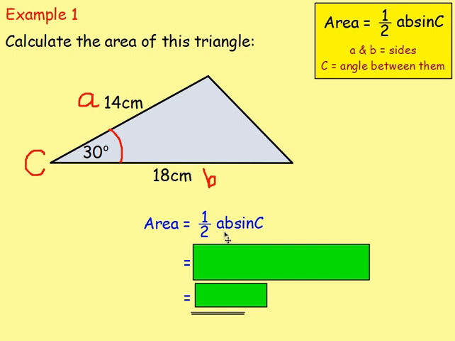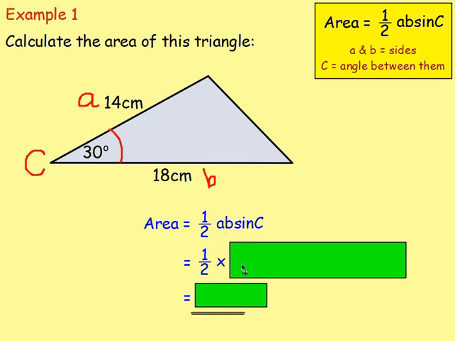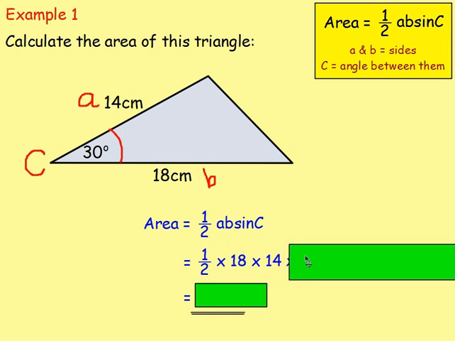So you've got a half times A times B times sine C. So it's going to be a half times, what are A and B? Good, it's the 14 and the 18, and it doesn't matter which way around you have them. You could do 14 times 18 or 18 times 14. You get the same answer. And you're multiplying that by sine C. And C is the angle, and the angle is 30 degrees, so it's going to be multiplied by sine 30.